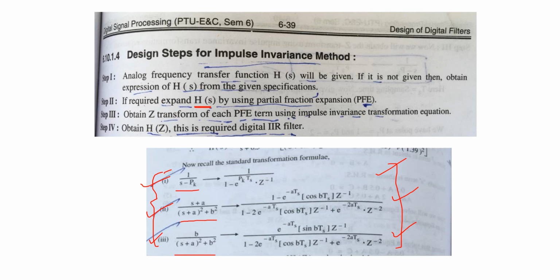Clear? I am repeating the steps. First you should have H(s). The second is H(s) should be in these three forms that are given in standard formulas. Then obtain z transform using these formulas. Then H(z) is your desired IIR filter.